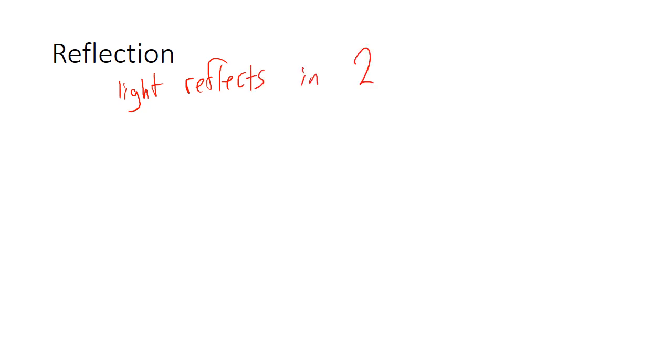There's two ways to do it. So light reflects in two ways, generally speaking. There's, of course, a hybridization of these two things, but whatever. The first kind we are going to talk about is diffuse reflection.